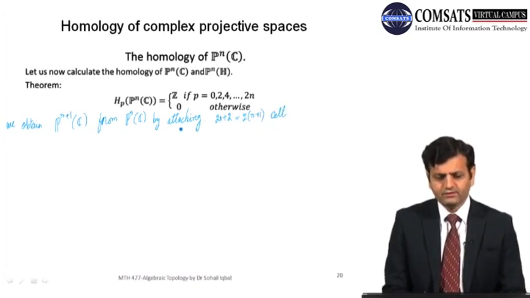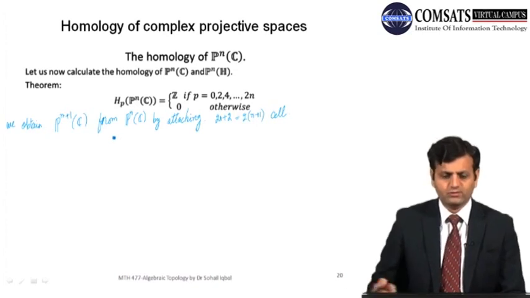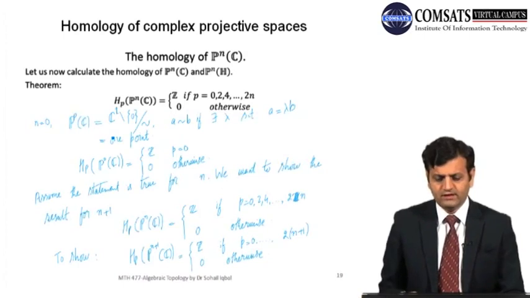Okay, so that's how we obtain P^{n+1}C from P^nC. If we obtain P^{n+1}C from P^nC by attaching a 2n+2 cell, then by the corollary of today's theorem that we are using again and again, apart from the two top homology groups, the rest of the homology groups are going to be isomorphic. In other words, apart from the groups 2n+1 and 2n+2, the rest of the homology groups are going to be isomorphic.